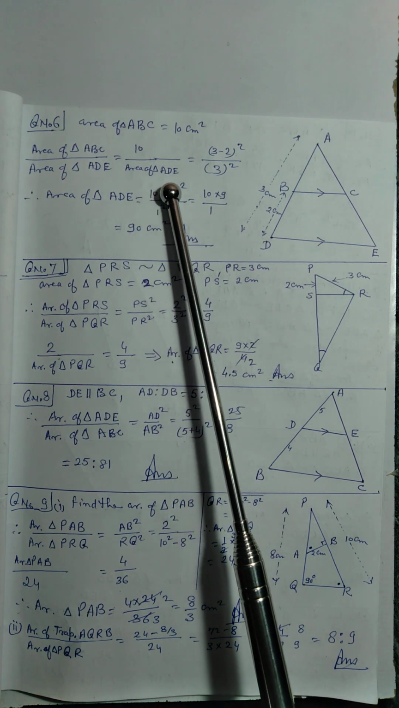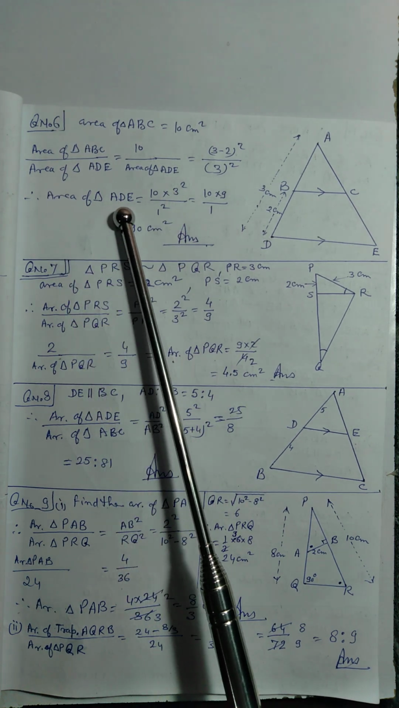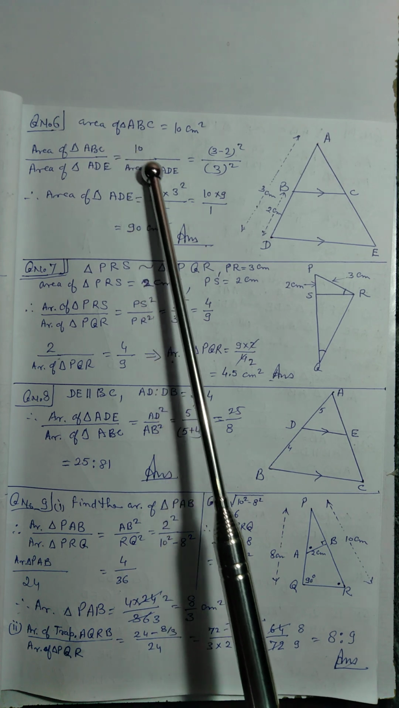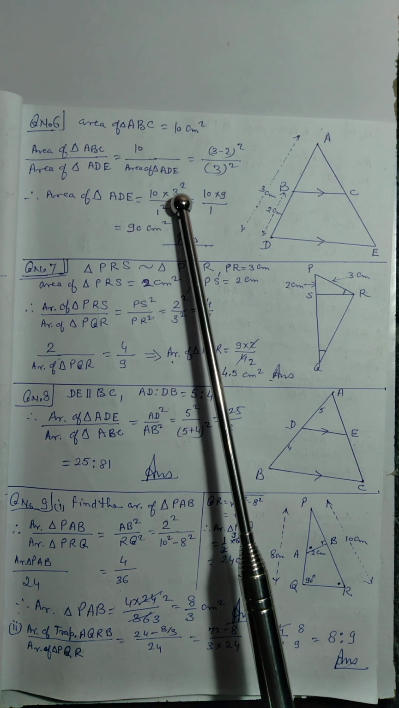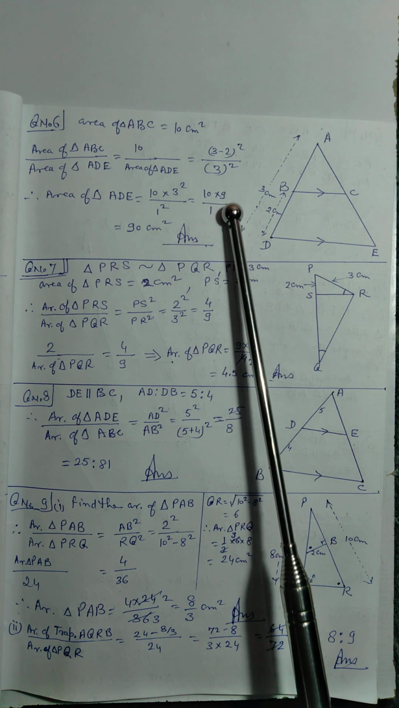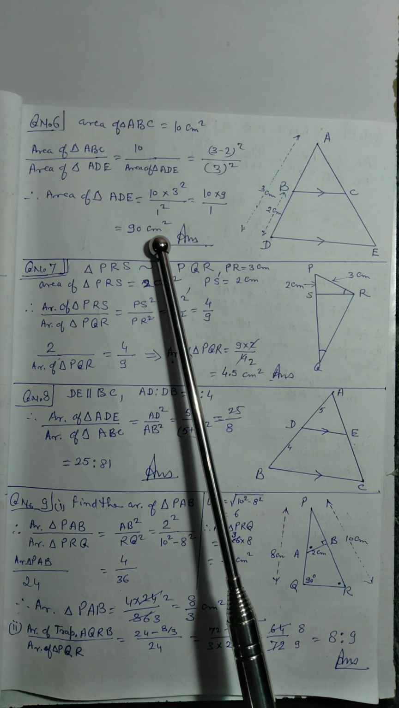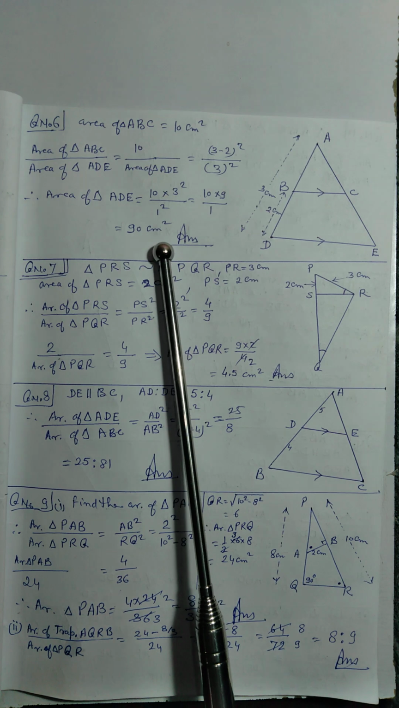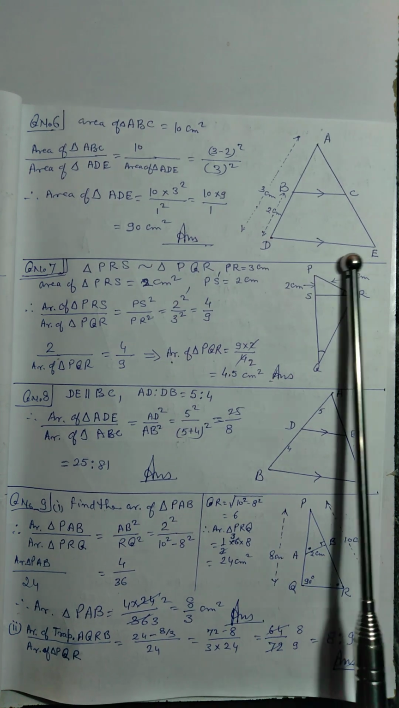We have to find the area of ADE. So area of ADE will be equal to cross multiply कीजिए 10 into 3 square upon 1, that is 10 into 9, that is 90 square centimeter. This will be the area of ADE triangle.